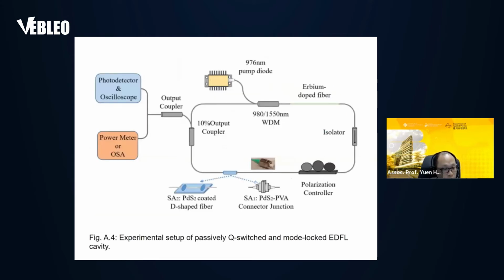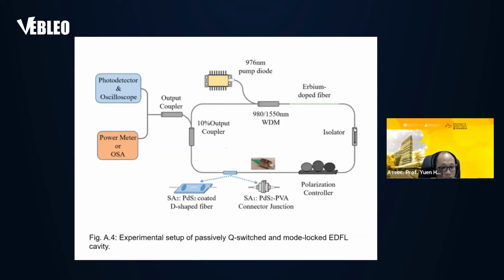Then we add the PdS2 material on the side surface of a D-shaped fiber. That's one way we allow the laser in the fiber core to interact with the side surface. We can also put it in between the junction of two fibers to make sure you have a direct interaction between the light and the 2D material inside.